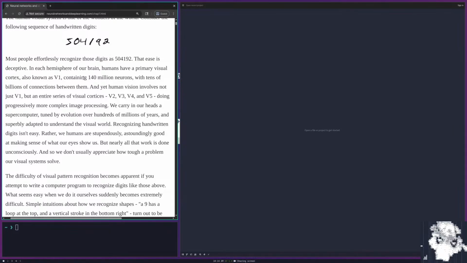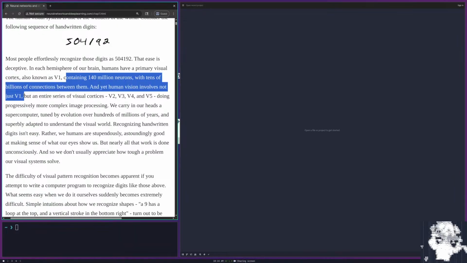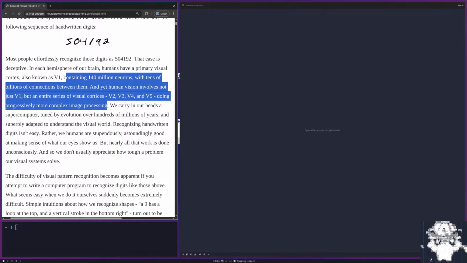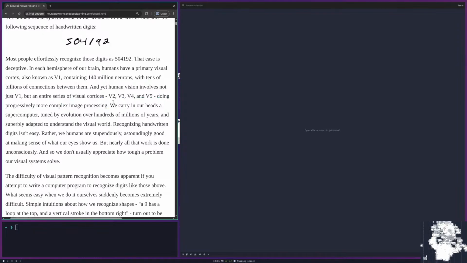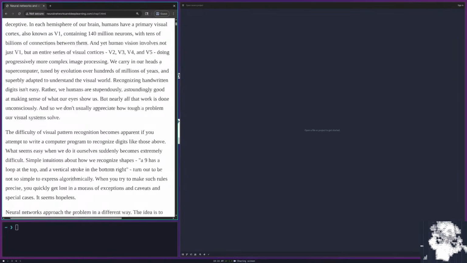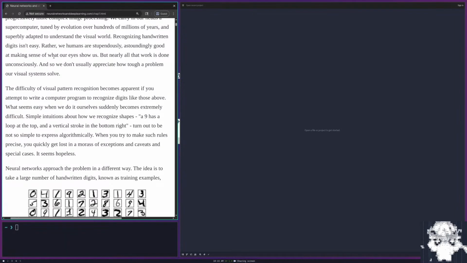That ease is deceptive. In each hemisphere of our brain, humans have a primary visual cortex, also known as V1, containing 140 million neurons, with tens of billions of connections between them. And yet human vision involves not just V1, but an entire series of visual cortices, V2, V3, V4, and V5, doing progressively more complex image processing. We carry in our heads a supercomputer, tuned by evolution over hundreds of millions of years and superbly adapted to understand the visual world. Recognizing handwritten digits isn't easy.